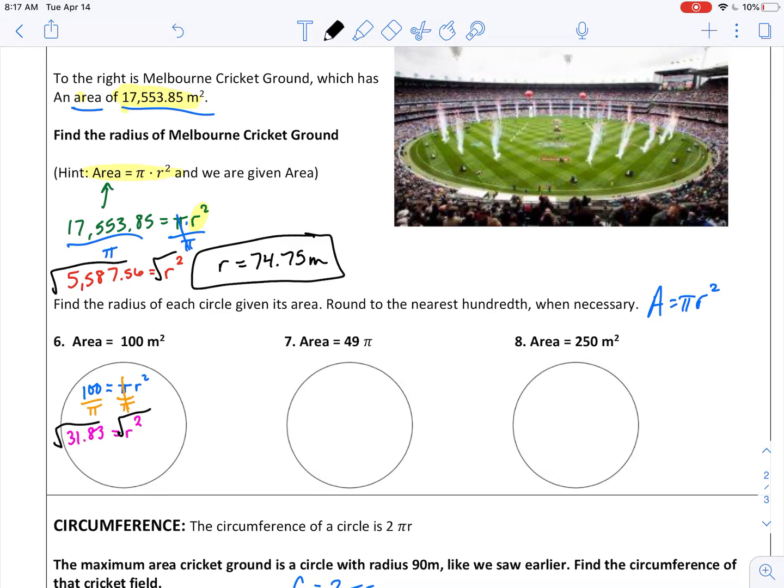So first step, divide by pi every single time. And then our second step, well, we want to find r, not r squared. So to get rid of squaring, we'll square root. The opposite of squaring a number is square rooting. So r is going to be equal to the square root of 31.83, which is 5.64. And we're still in meters.